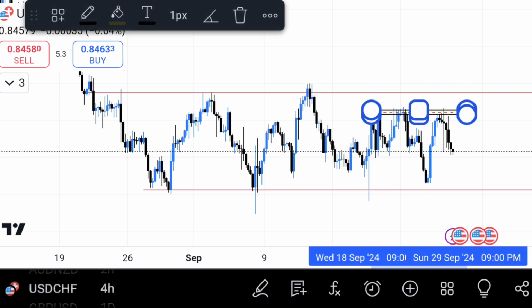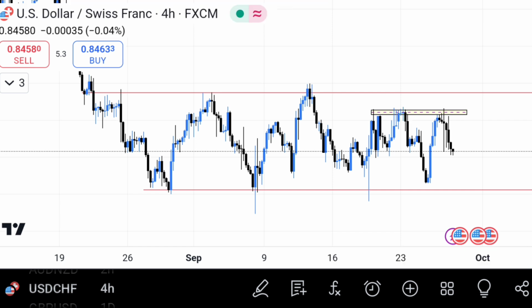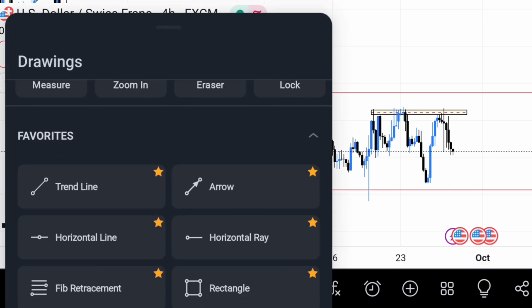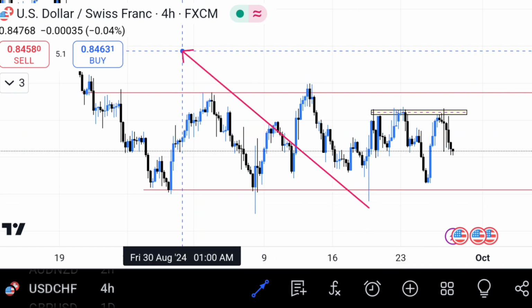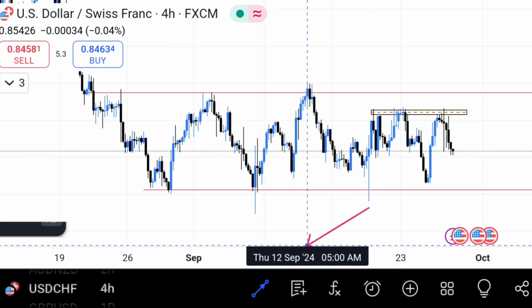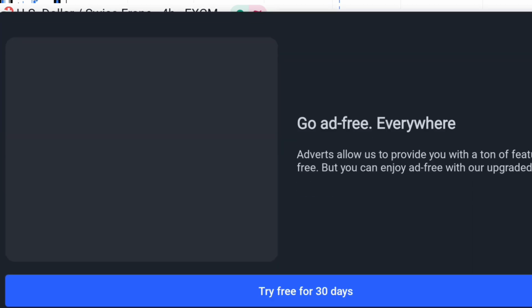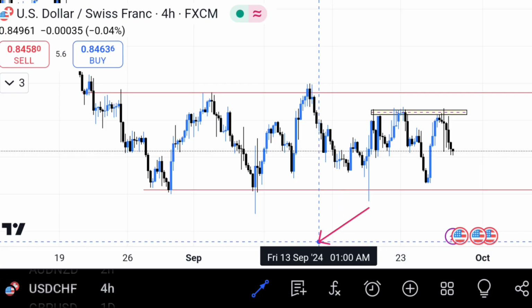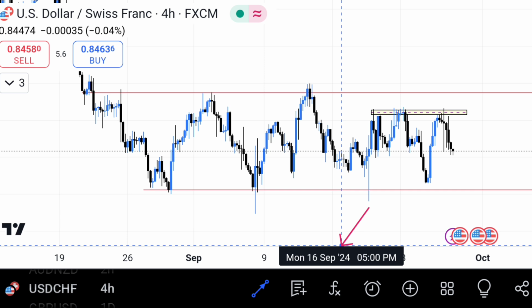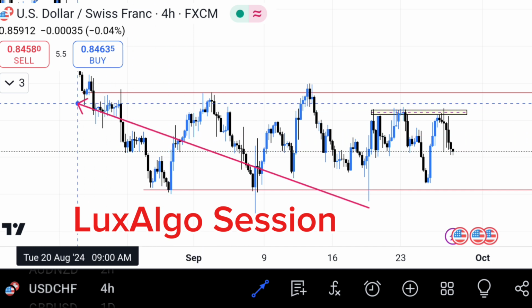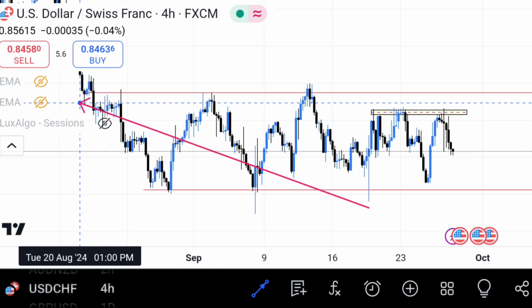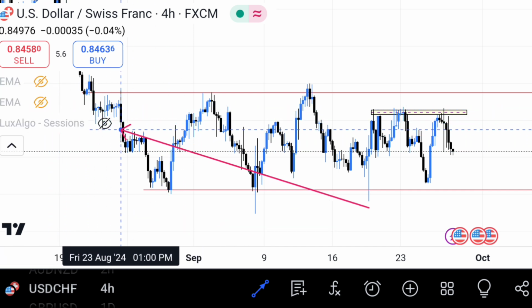Okay, so the next thing that we're going to be focusing on is an indicator that we're going to be using, and I want you to open your indicator tab. If you are on the laptop, you see the indicator section at the top. Okay, and if you're on mobile, you can see fx below. Tap on that one and then you type in Lux Algo sessions. Okay, I already have it, so I'm not going to type it. You see, this is the indicator I'm talking about, Lux Algo sessions.